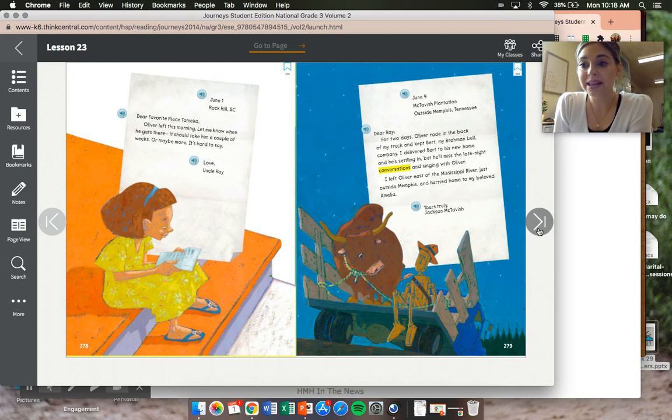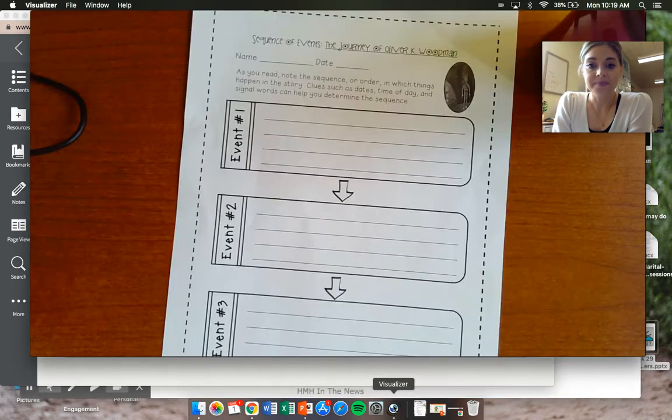The way that we can tell when things are being sequenced is because we use transition words like first, second, last. You can also use words like then, next, finally. We use those when we are writing as well. If you're writing something like a narrative, you can use transition words to tell the order of events. So today, we're going to sequence events from this story together.